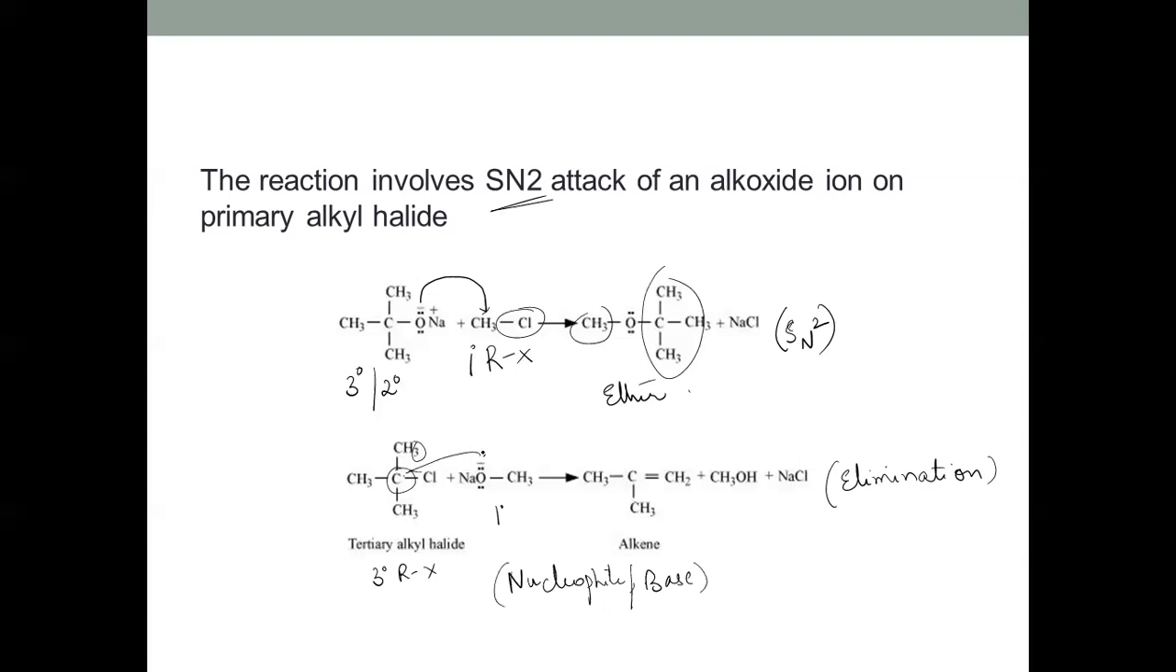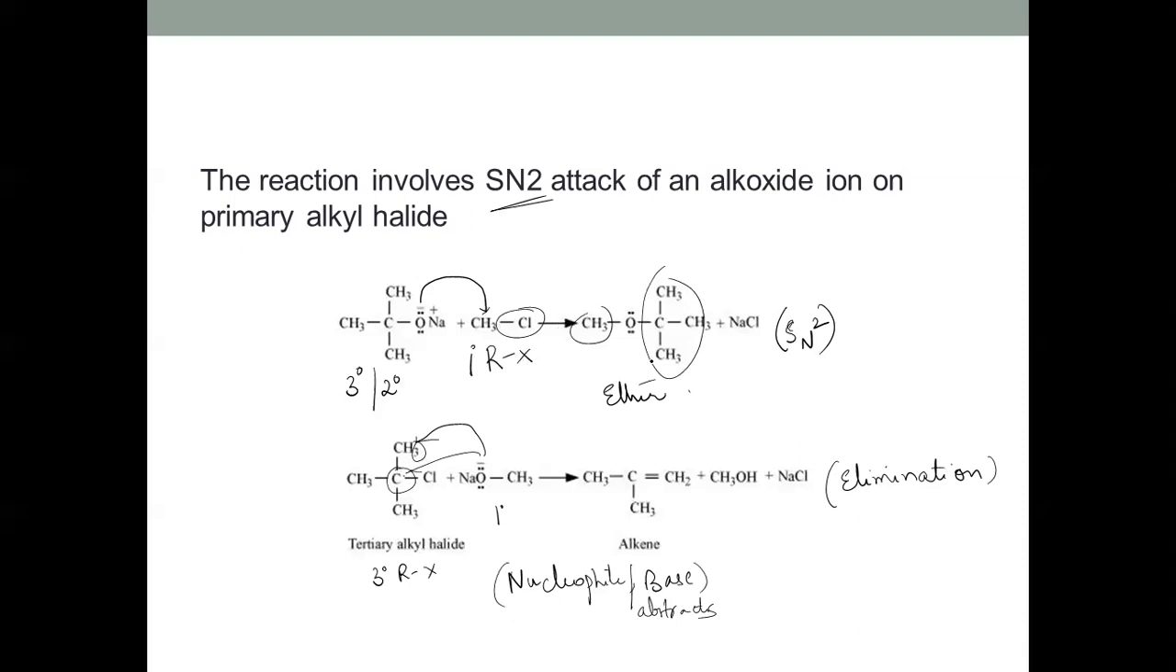So what will it do? It will take away a proton from the beta carbon atom, abstracting a proton, resulting in the formation of this alkene. So instead of acting as a nucleophile, it acts as a base because there is steric hindrance. It doesn't attack this carbon atom; instead, it chooses the easier way and abstracts this proton. But if it is a primary alkyl halide, what will it do? It will act as a nucleophile, attack this carbon atom, and kick away this chlorine.